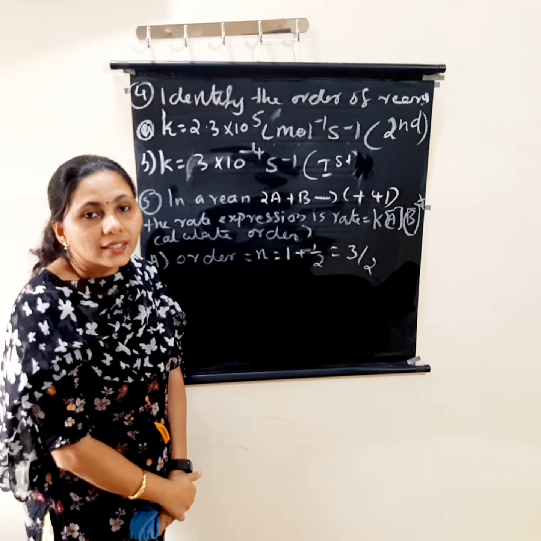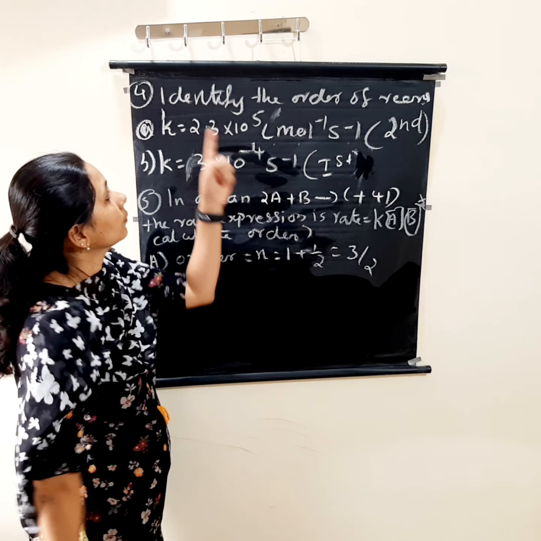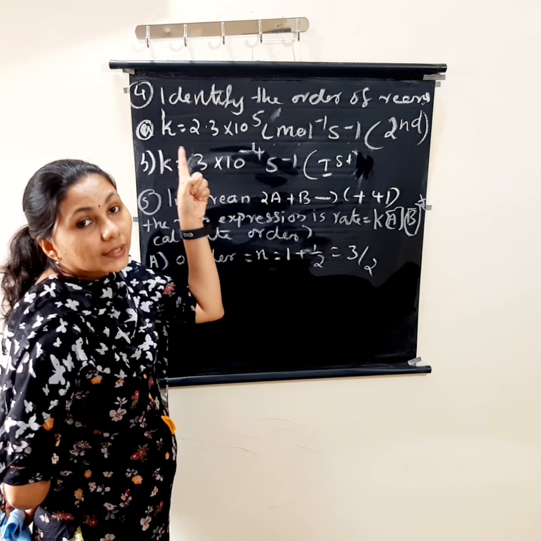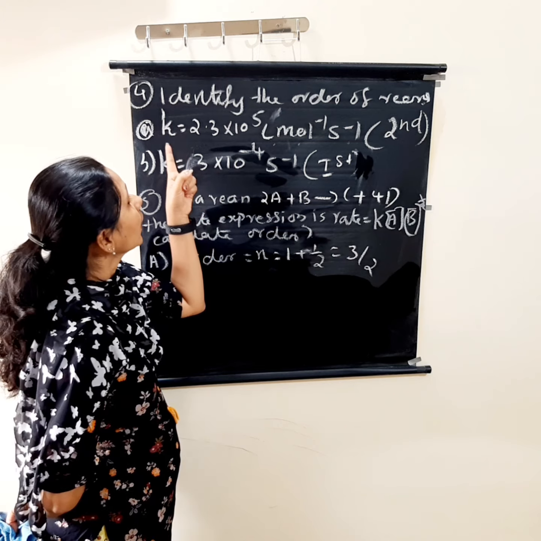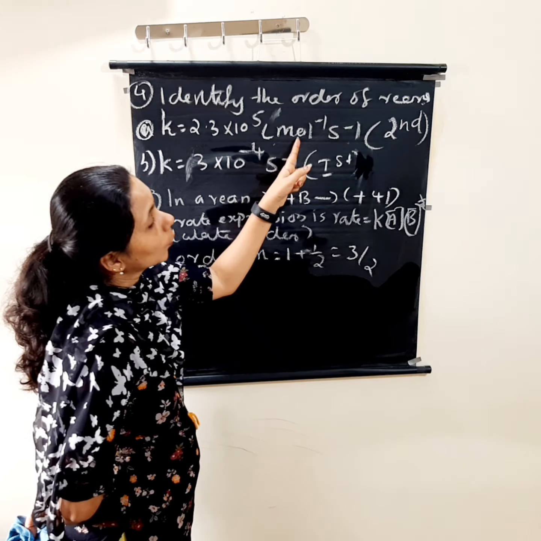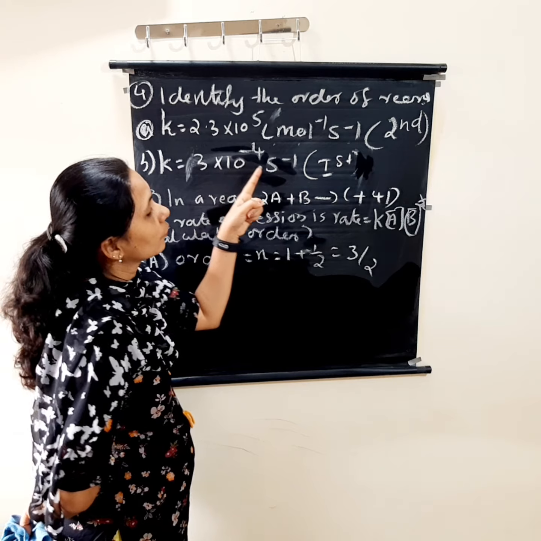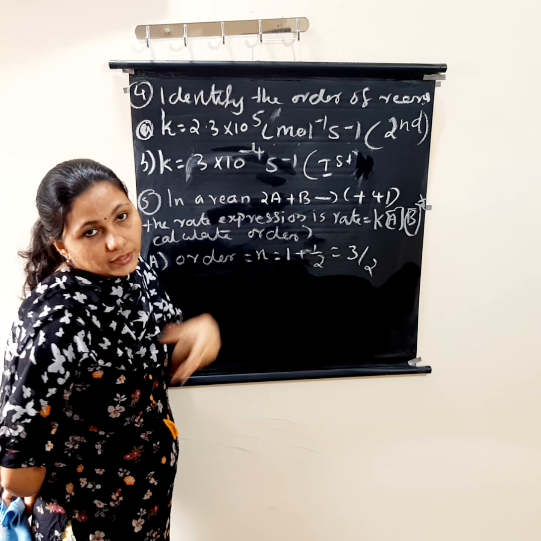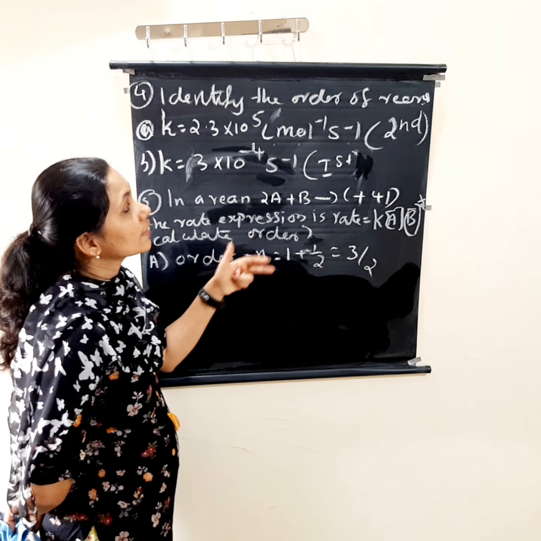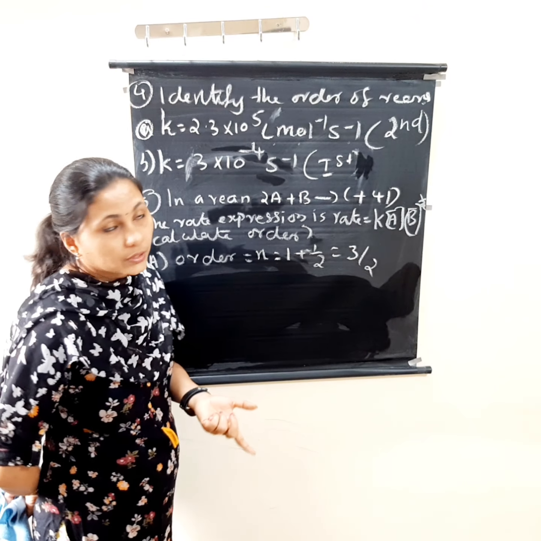Next problem is based on the order. The first problem is to identify the order of a reaction. They have given the rate constant: A, K equals 2.3 into 10 raised to 5 liter per mole per second. Then B, K equals 3 into 10 raised to minus 4 per second. They have given the rate constant, and based on it we have to identify which type of reaction this is. What is the order of this reaction?